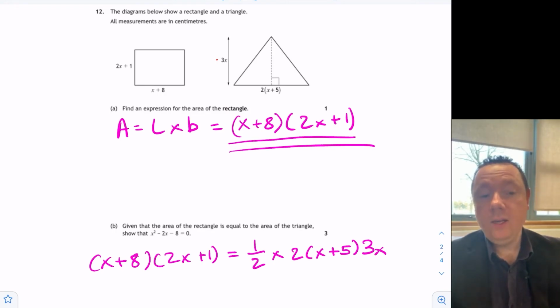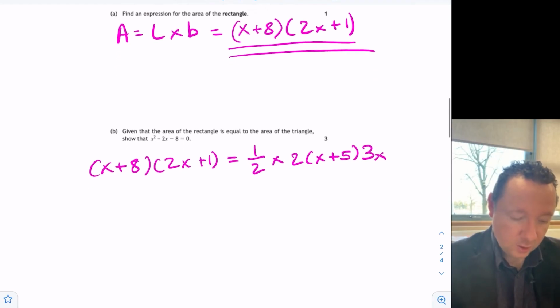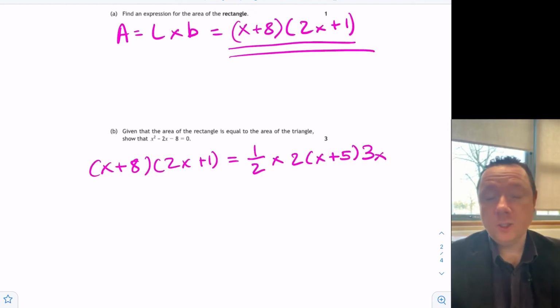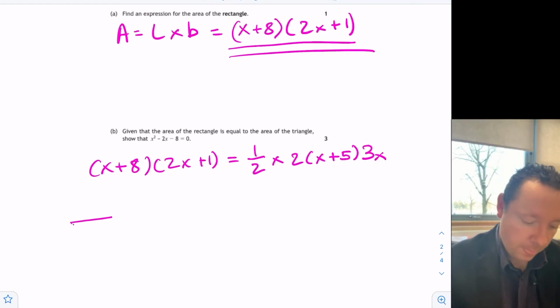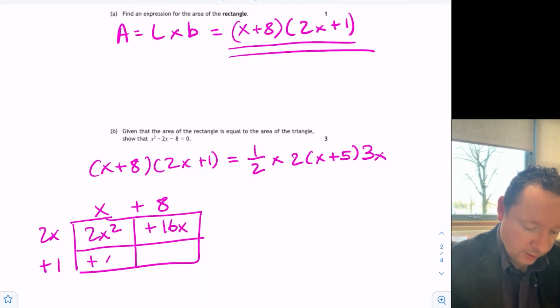So we can write them equal to each other. Now we need to expand some brackets, and we'll get marks for expanding the brackets. Expanding the left-hand side, I usually use a box. We get x plus 8 on one side and 2x plus 1 on the other side, to get 2x squared plus 16x plus 1x plus 8.